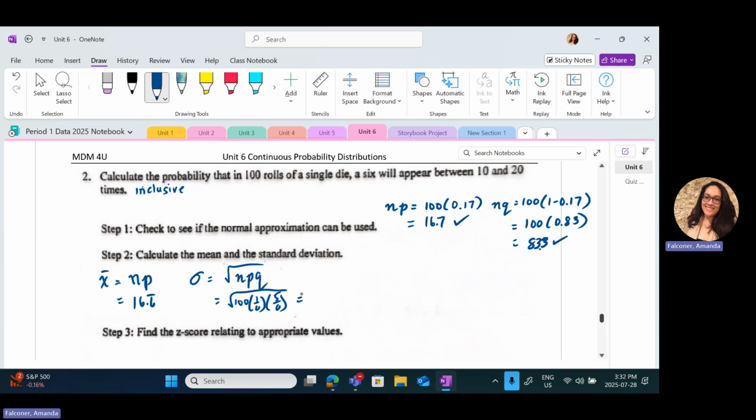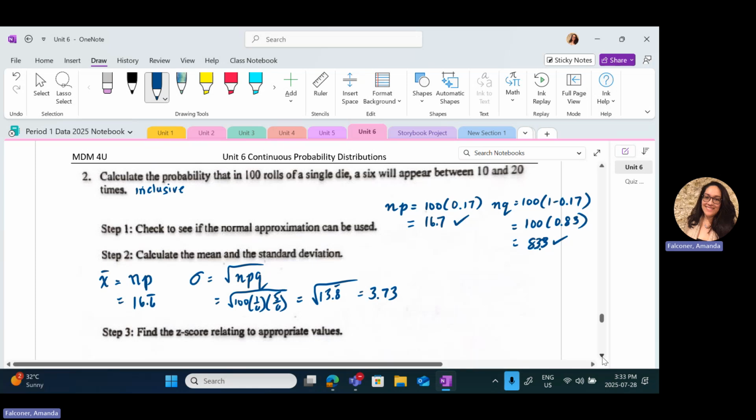So it's like saying, in my calculator, I could go 100 times 1 times 5, because all the numerators together is 500, divided by 36. And so I get 13.8 repeated on my calculator, and I'm going to take the square root of that. So my standard deviation for the normal approximation is going to be 3.73. And this step 2 just said to calculate the mean and the standard deviation, which I did.